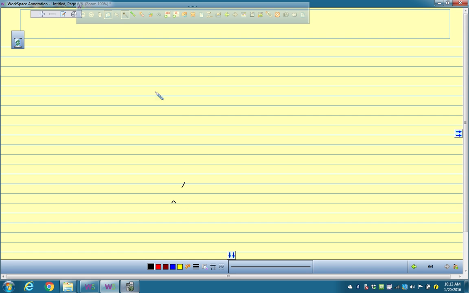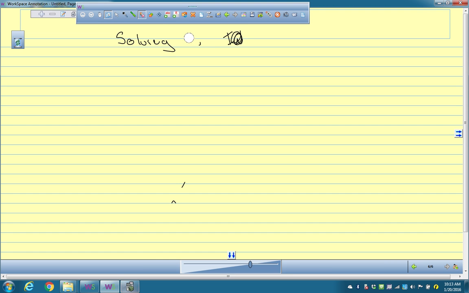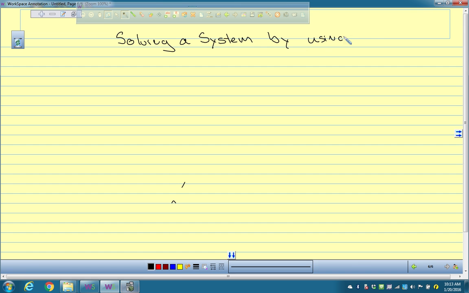This is going to be called solving, we're not going to, we're just going to dig deep. This only takes like 5 minutes, okay? Solving a system by using the inverse. This is what you're going to like, okay? Using the inverse. Okay?